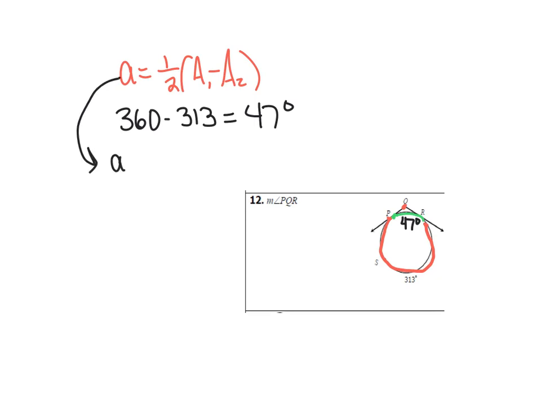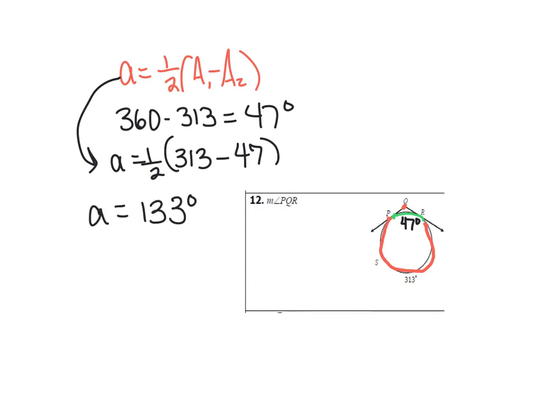The angle, we don't know, is equal to half of the big arc, which is 313, minus the other arc, which is across from the angle, which is 47. So we take 313 and subtract 47, then take that answer and divide it by 2, and we get 133 degrees. So this outside angle is 133 degrees. Let's do one more example.